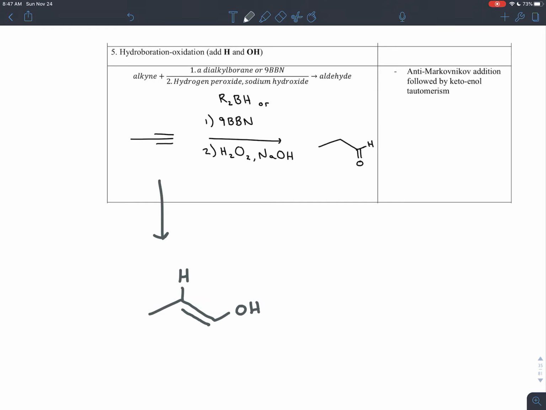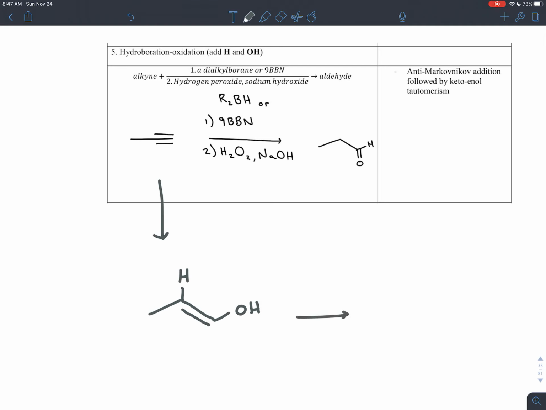And I have an animation for the mechanism for that, which is kind of long and complicated, in the playlist for the alkene reactions for the previous chapter. So if you're interested in that, I encourage you to go there to see how that's happening. Once you have this, notice that you have an enol, an alkene with an alcohol attached to it, an OH on it. And so that enol tautomerizes, just as we've seen in the previous videos in this chapter.